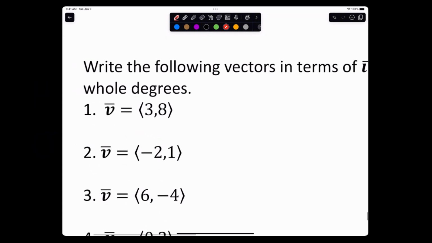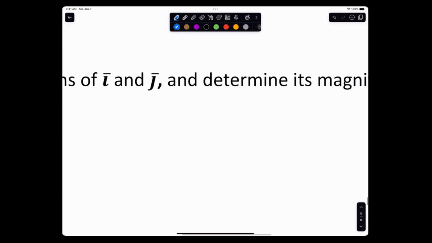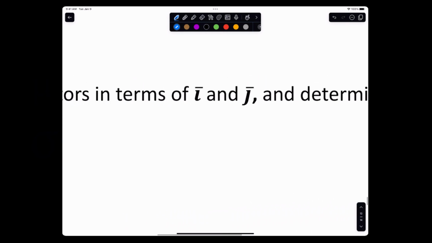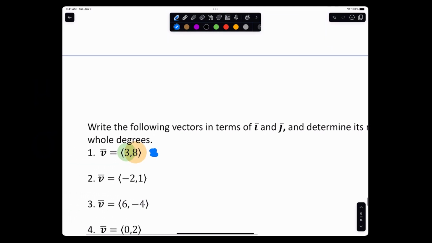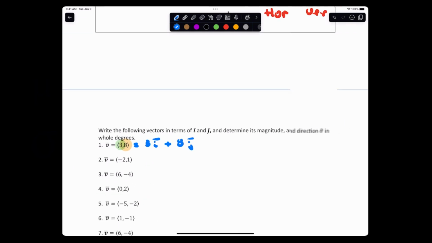So when you guys see a vector written this way, 3, 8, this is vector notation, is that right? They want us to write it in terms of the i and j vectors right here. So you might say, well, how do we do that? Well, you do it this way. You say, this will be what? 3i plus 8 what? 8j.